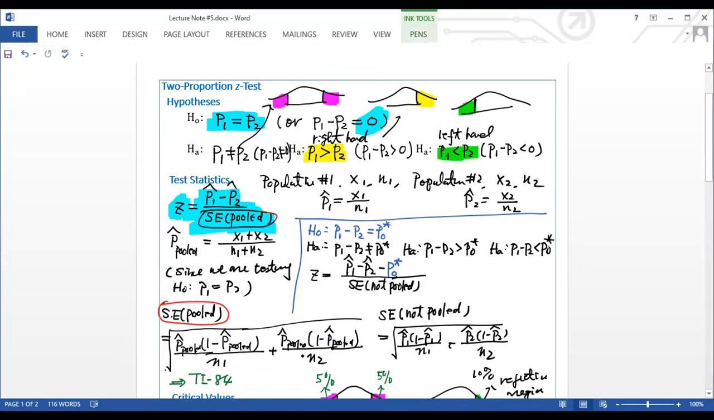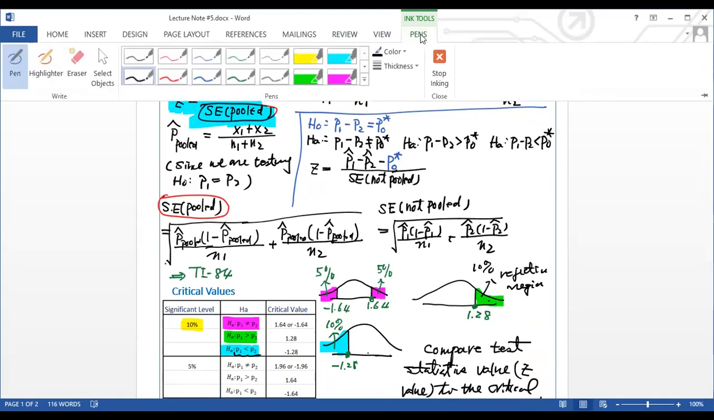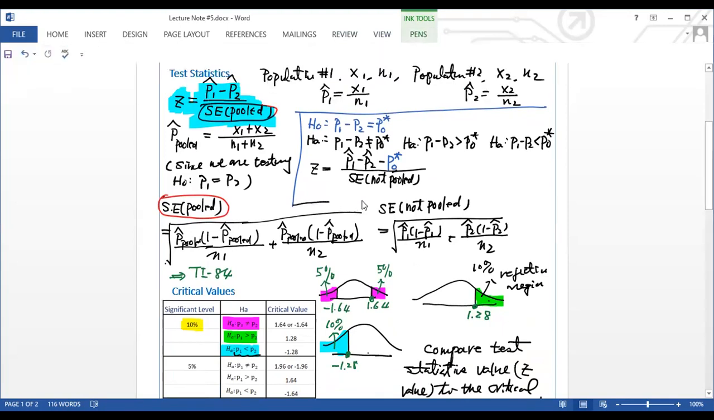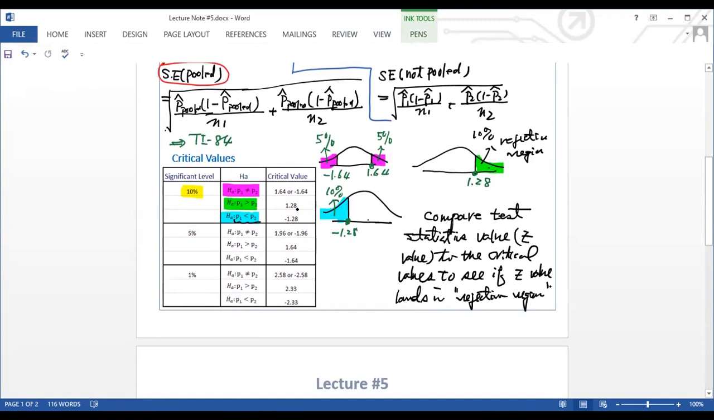If you feel this is a little too much, you can use your calculator to help you. Then we also set a pooled and another pooled proportion. For the critical value, it's the same way: you have three different alternatives and different values. This is the table you can use.